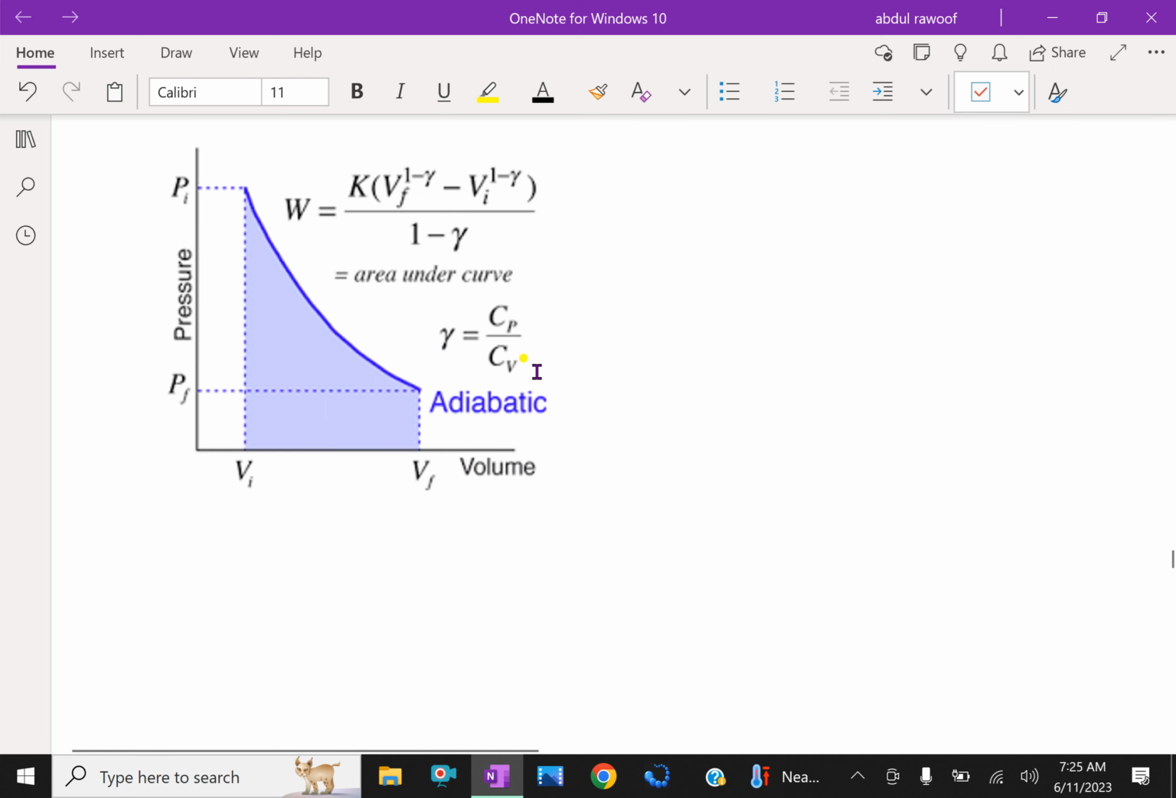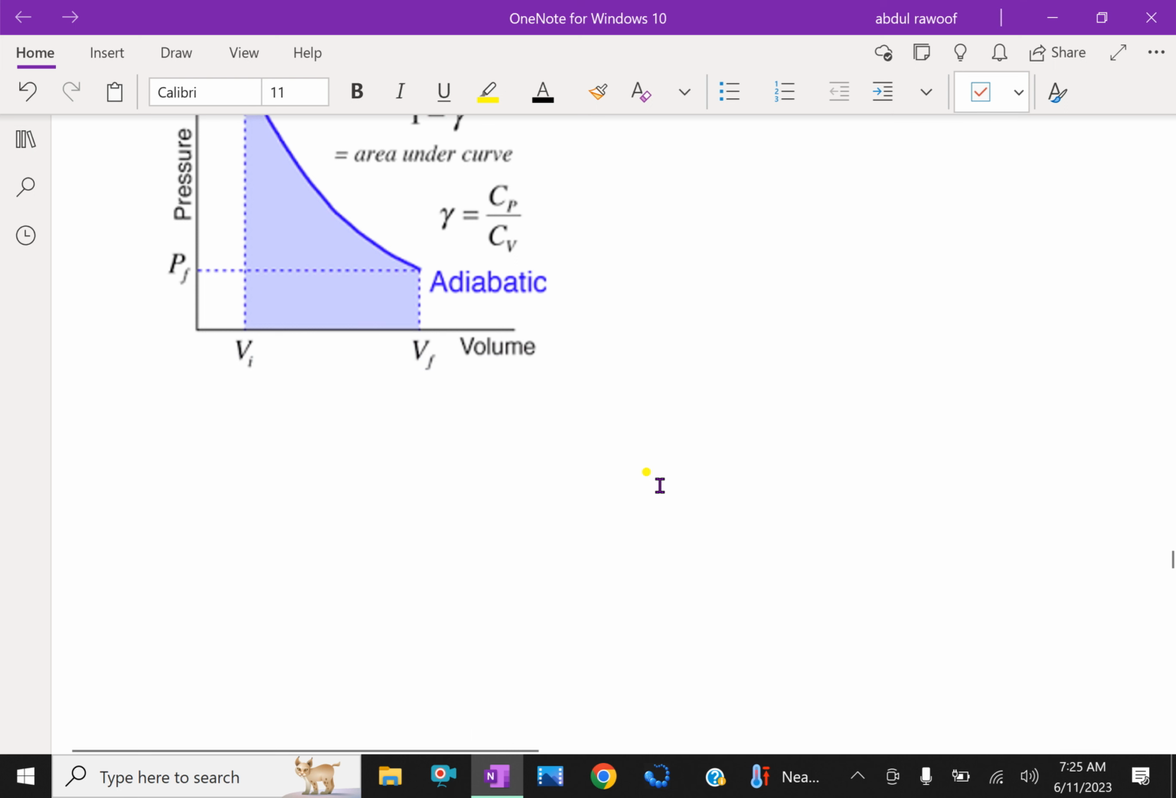Gamma equals Cp by Cv, that is, the ratio of specific heat at constant pressure to specific heat at constant volume. Here, this is a PV diagram. Here, the work done is the shaded area. We have to prove this formula.